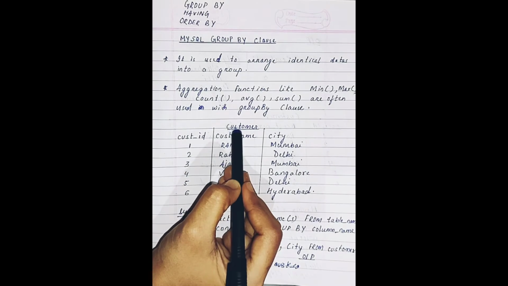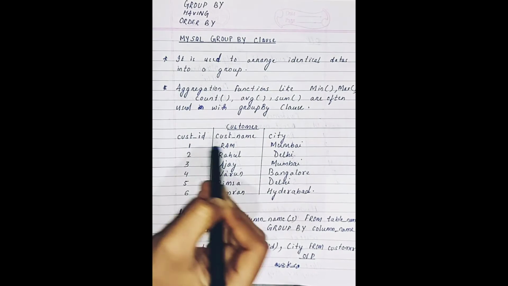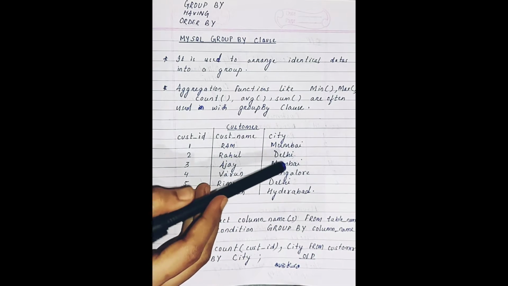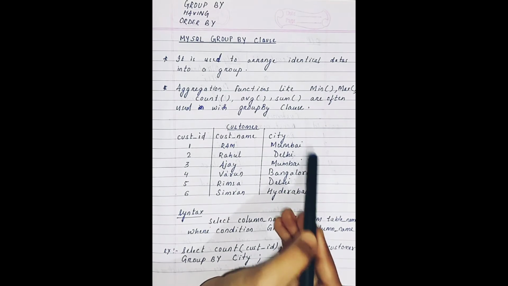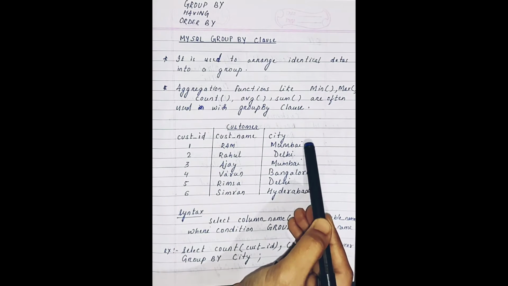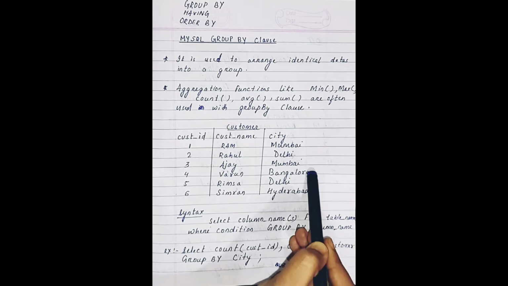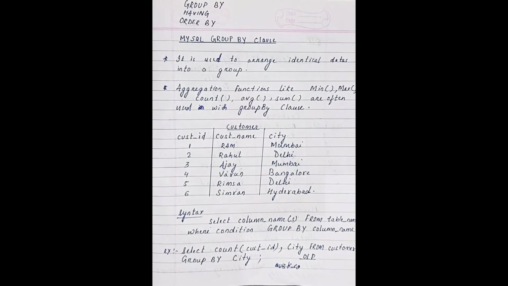Suppose there is one table named customer having different column names like customer ID, customer name and city. Suppose we want to apply the group by clause on that city column. This will arrange the similar cities into a group. For example, Mumbai will be arranged into one group, Delhi into one group, Bangalore into one group, and Hyderabad into one group.